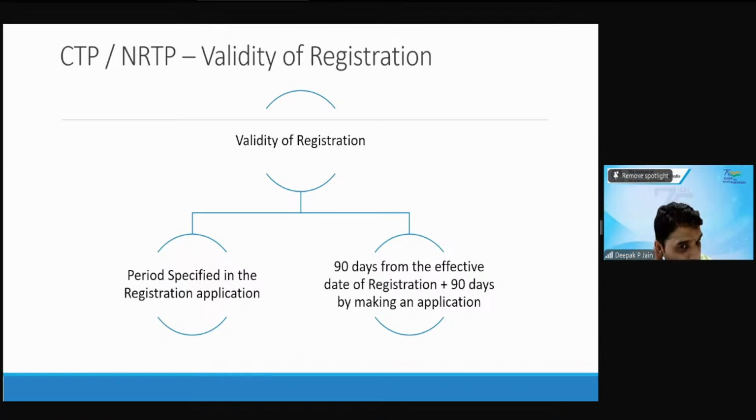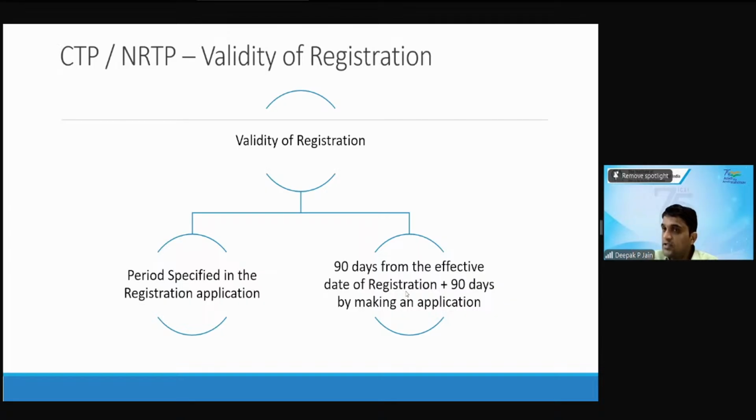But in this case, if your period is specified and you are saying that I will come only for this exhibition, then for the duration of that exhibition, he will give you the registration certificate. Or if you're saying you need a registration for a longer duration, the officer will say the maximum I can give you is 90 days. So it will be effective for 90 days from the effective date of registration.